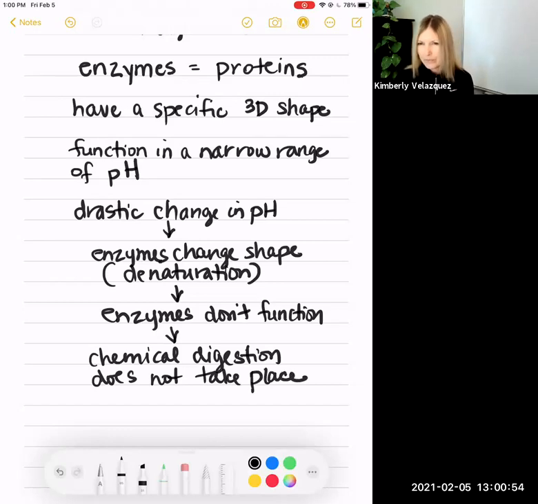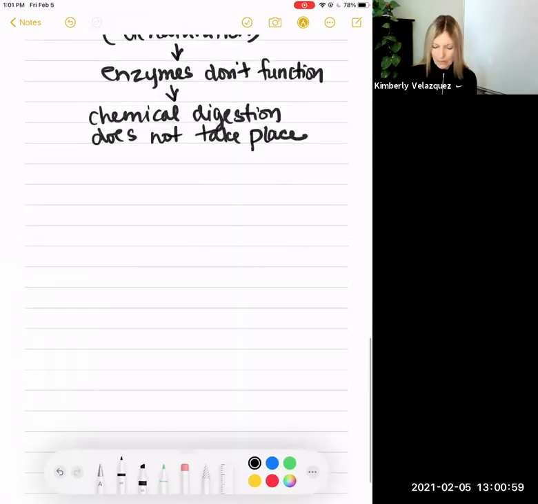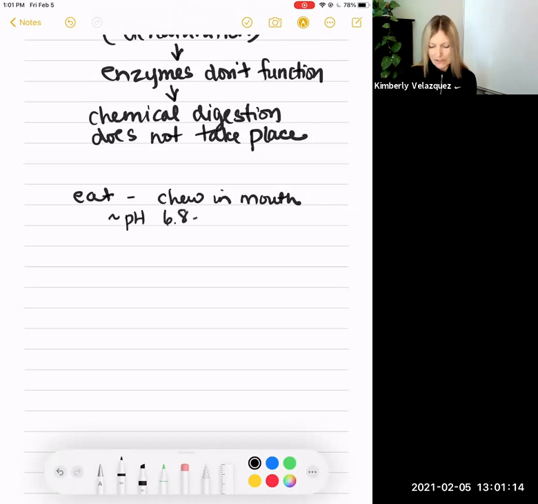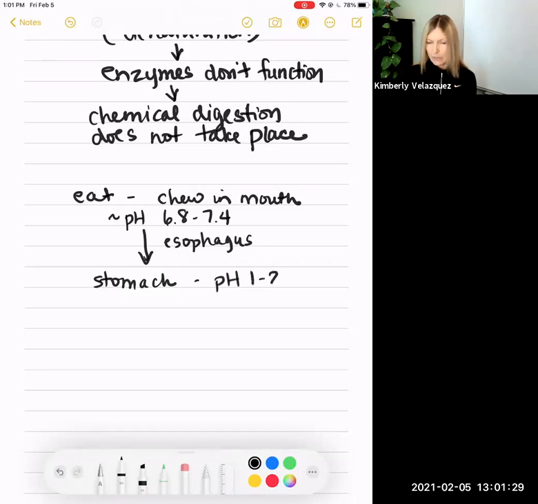Well, here's the problem. You eat the food, you chew it in the mouth, so it's going to be mixing with your saliva. So this is going to be about pH, let's just say 6.8 to 7.4. It's going to go down your esophagus, and it's going to mix with the acid in your stomach. So the stomach is pretty low pH. Let's just say pH 1 to 2.